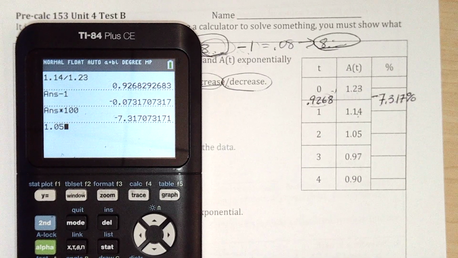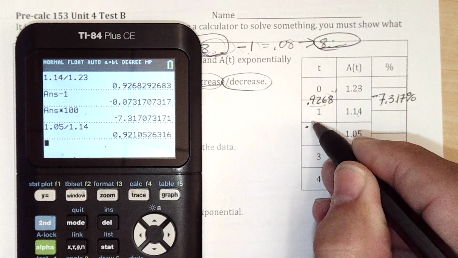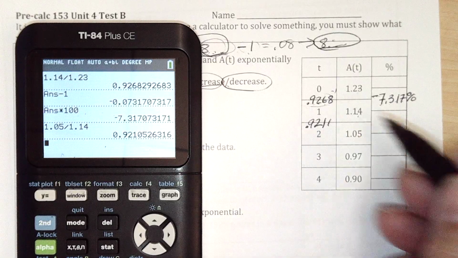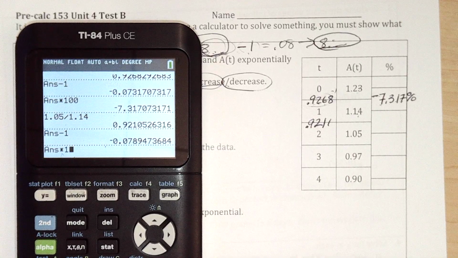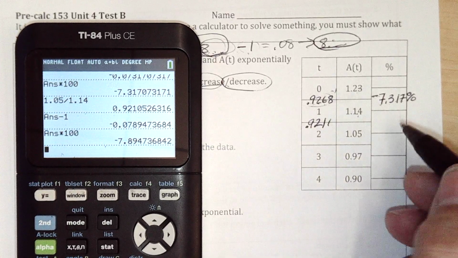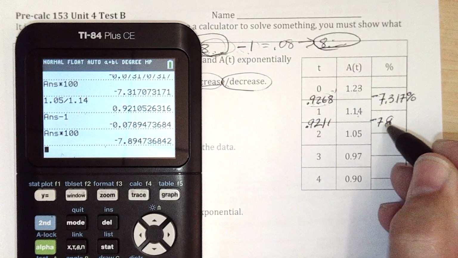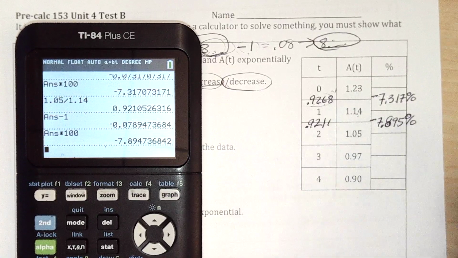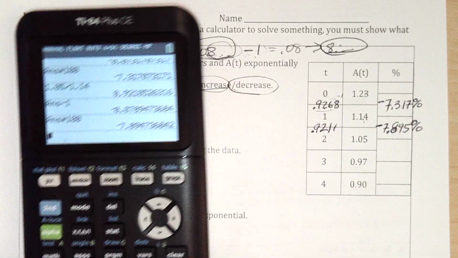1.05 divided by 1.14. So the number I'd have to multiply here is 0.9211. But if I subtract 1, and then times 100, I get a negative 7.9894895% decrease, down by 7.8%.